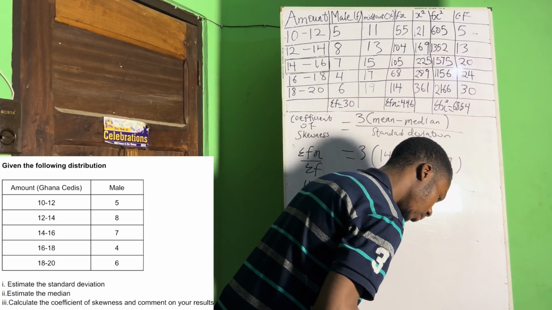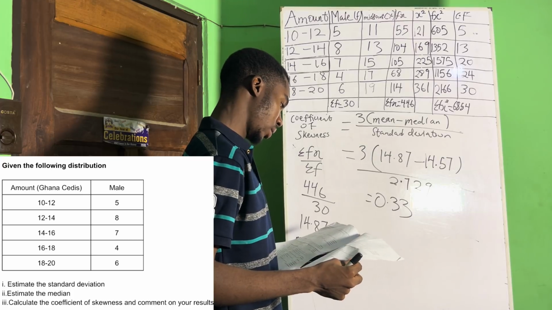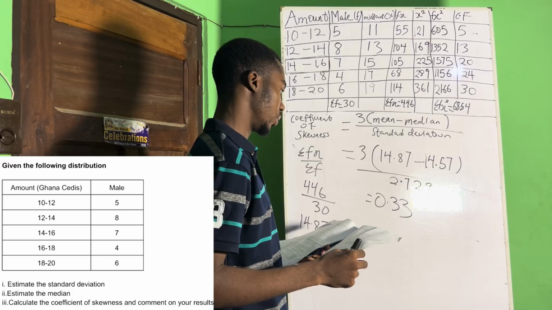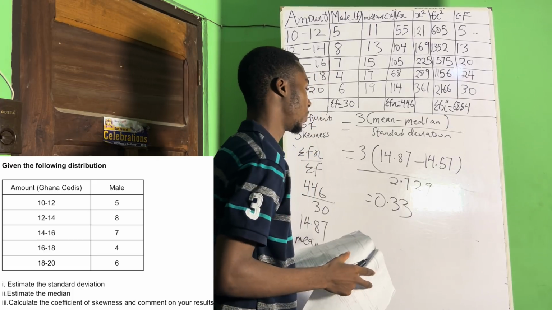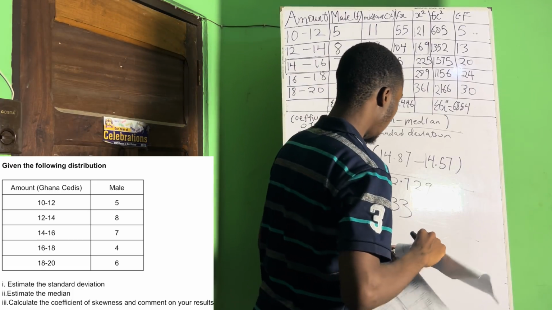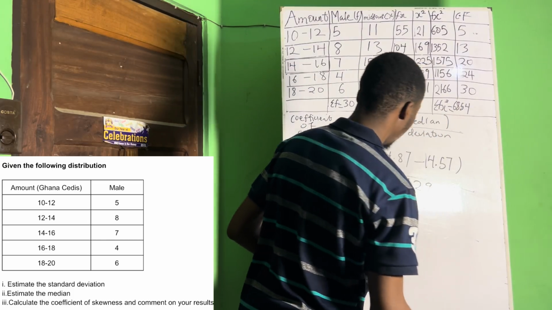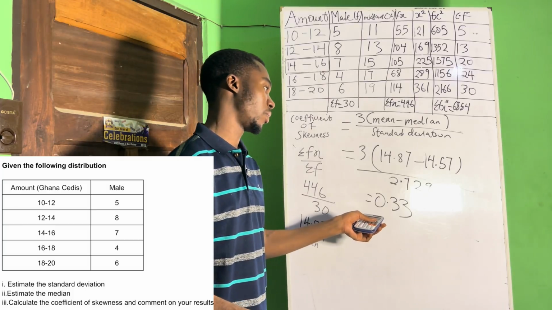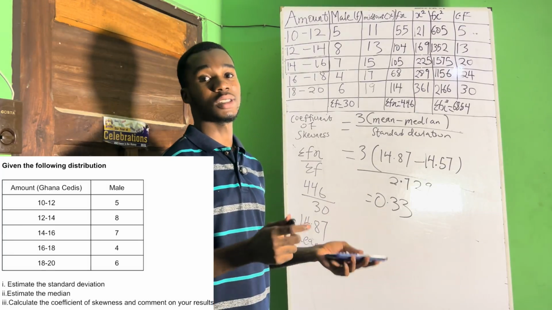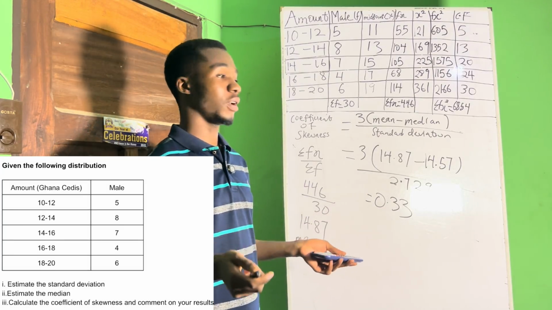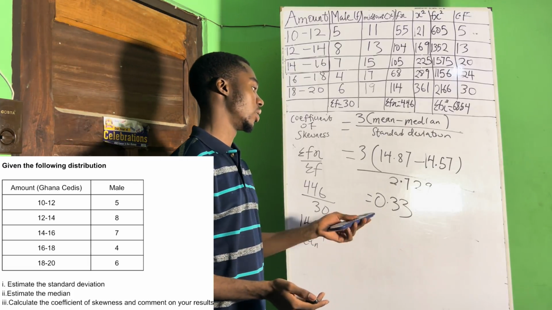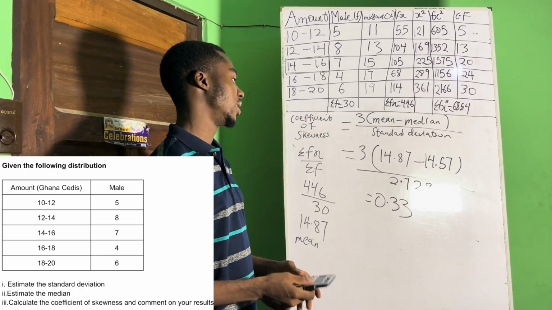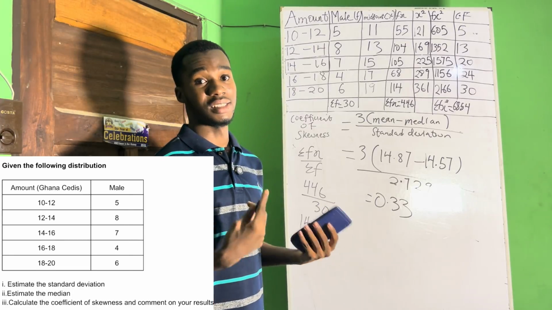Did the question say we should comment on it? Yes, the question said calculate the coefficient of skewness and comment on your results. All right, so this is the coefficient of skewness. And it says comment on it. Now, pay attention. If they say you should comment on the skewness, whatever you get, if you get a positive value, like we got 0.33, it means it is positively skewed. So if you are commenting on it, you'll say, therefore, since it's positive, it is positively skewed. If you got a negative value, let's say negative 0.3, then you say it is negatively skewed.